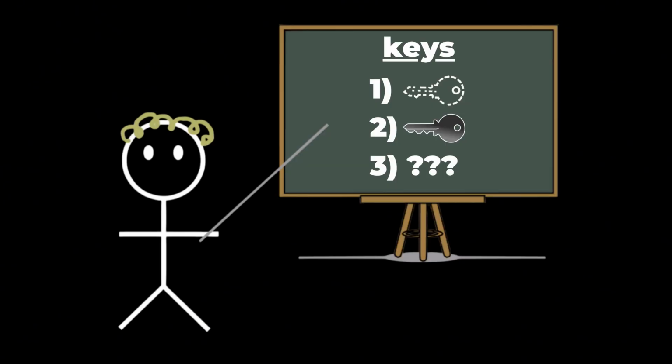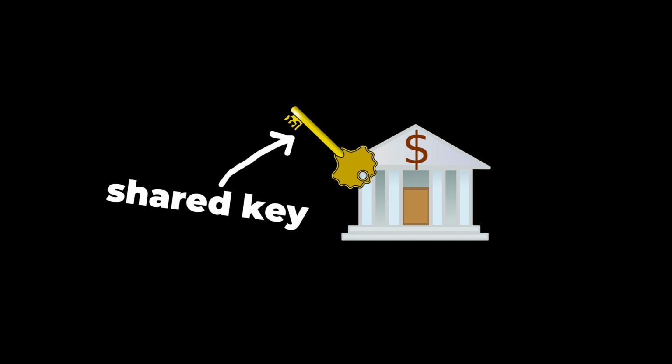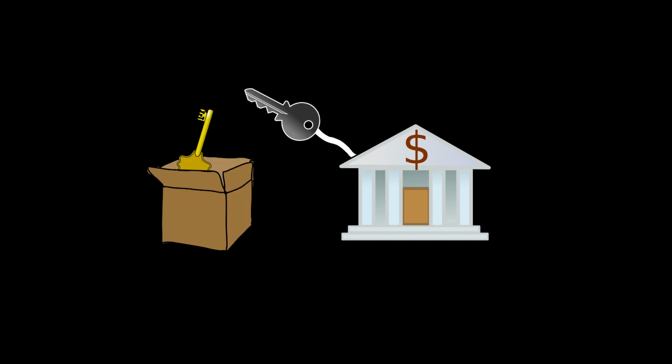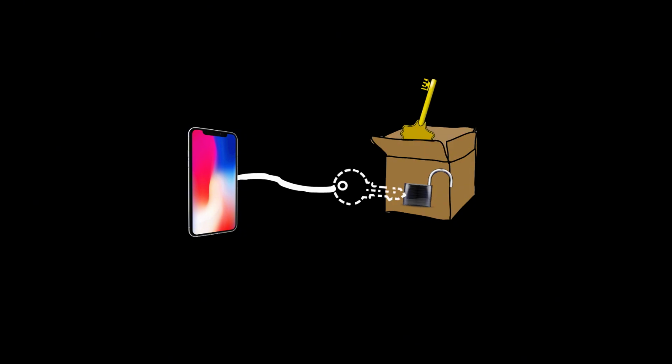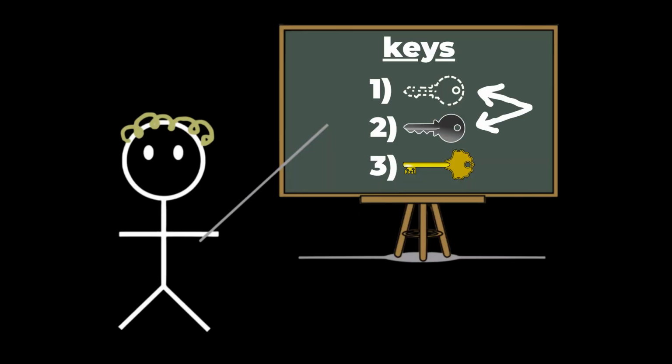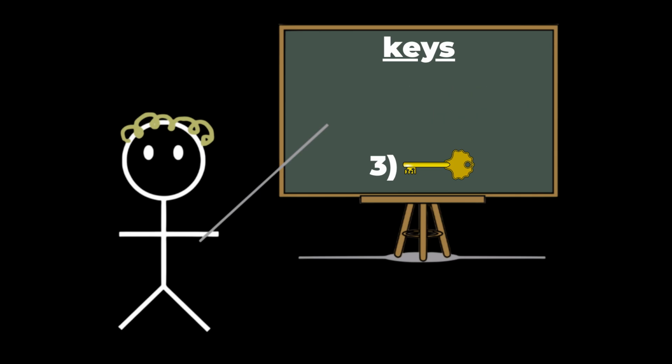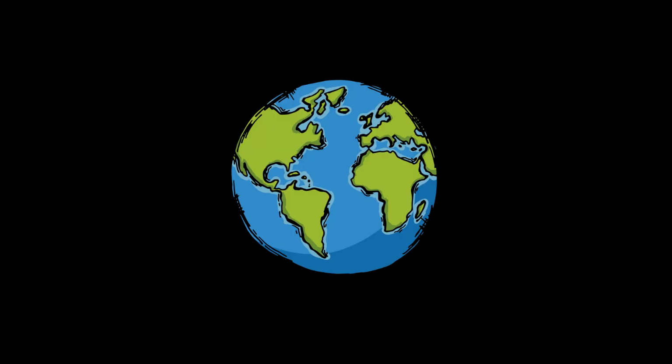Alright, there's one more key, I promise. When your card gets added to your phone, your bank sends a new shared key, which it locks using your phone's public key. That means only your phone can unlock this shared key using its own secret key. Okay, now see these two keys? Forget about them. We just care about this shared key. Only two things in the world know this. Your phone's private part and the bank.